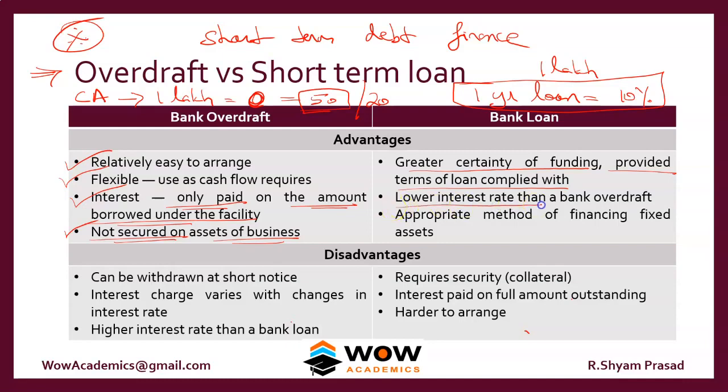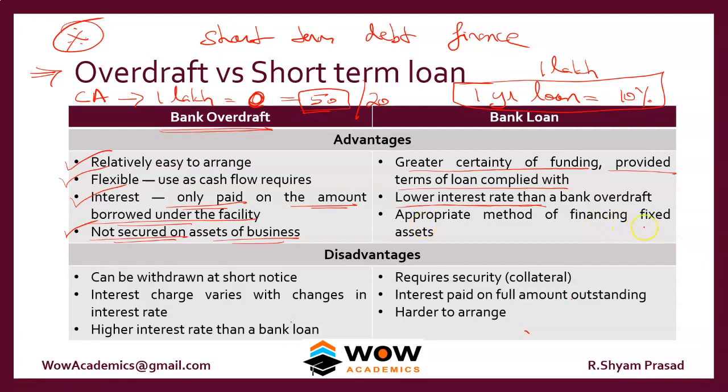The good thing is the interest rate is lower here. Why is the interest rate lower? Because the bank has given you 1 lakh and it's going to get the money back in a year. So there's certainty. In a bank overdraft, the bank does not know how much you are going to borrow, so they have a risk. Suddenly you borrow more, suddenly you borrow less, suddenly you don't borrow at all. So it's always risky here. So the interest rate is higher in a bank overdraft and lower in a bank loan.